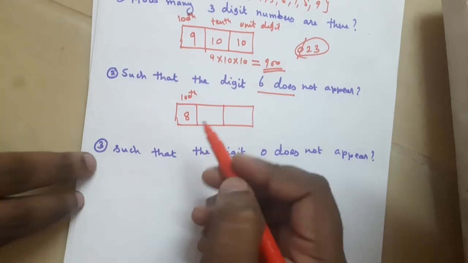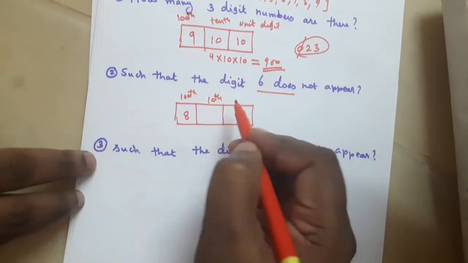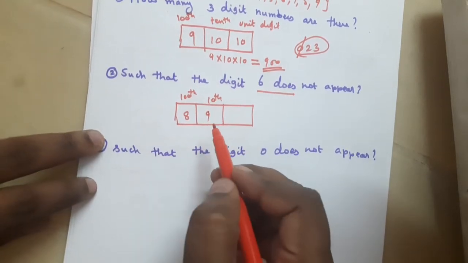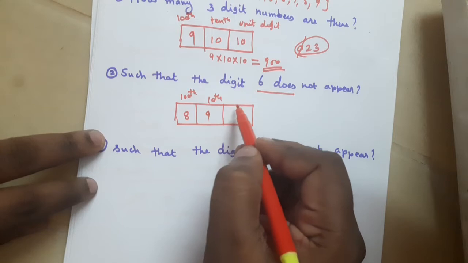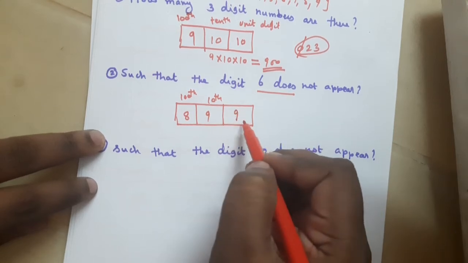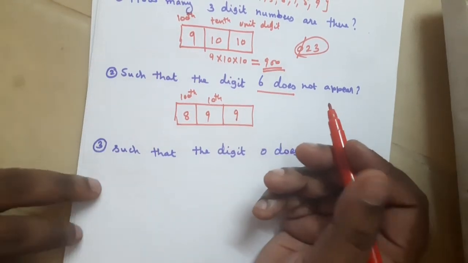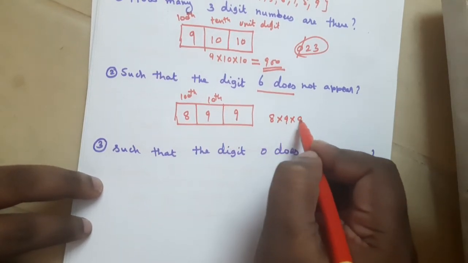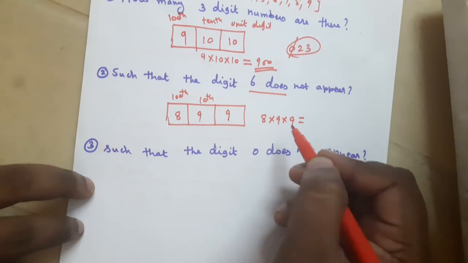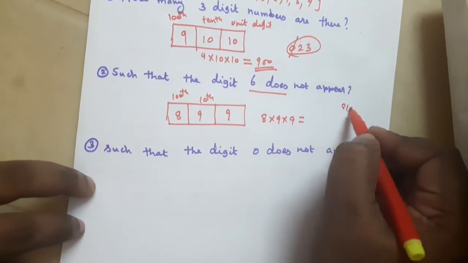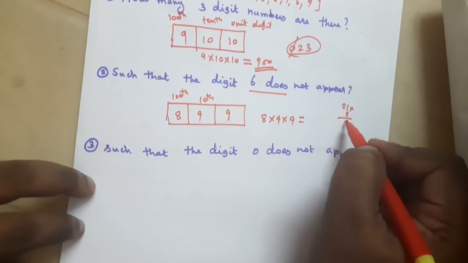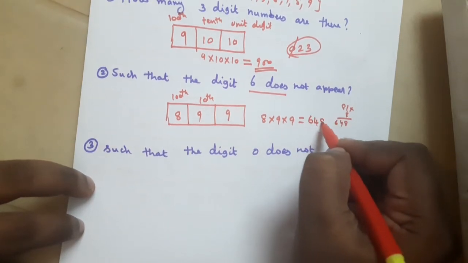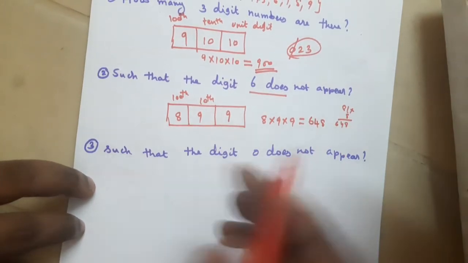So there are only 8 ways, because 0 and 6 cannot come here. Similarly in the 10s position, 6 cannot come, so 9 possibilities. Similarly in the unit digit also 9 possibilities, because 6 does not appear. So the total is 8 times 9 times 9. 9 nines are 81, times 8 is 648. So 648 ways.